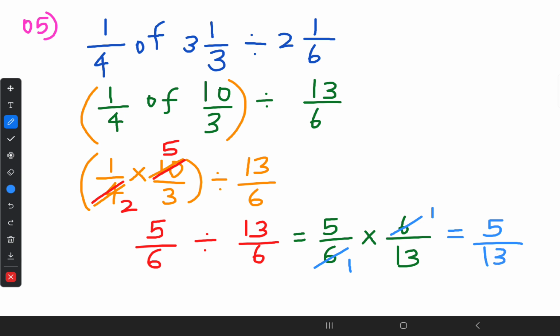Before doing any operation, first you should convert the mixed fractions to improper fractions, then of and division. According to the BODMAS order, we have to give priority to the of function. Of is multiplication, so we can do that one. Then there's a division. Finally, you can do the division by converting the division to a multiplication. That's all.